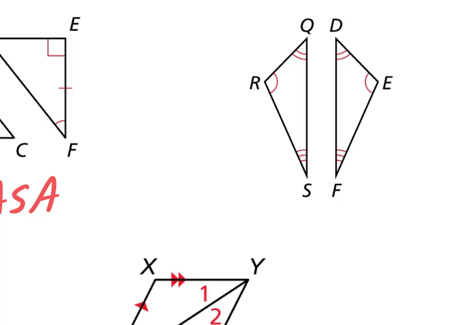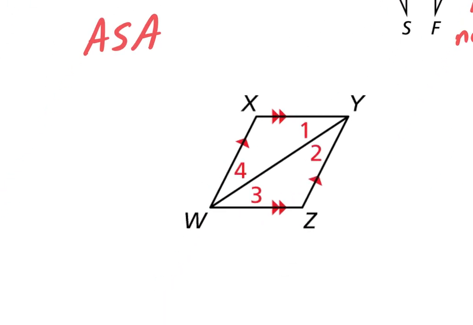So here what we would have to say is, no, we need a side. Got to have at least one side. And we don't have that. And there's no way to prove that.